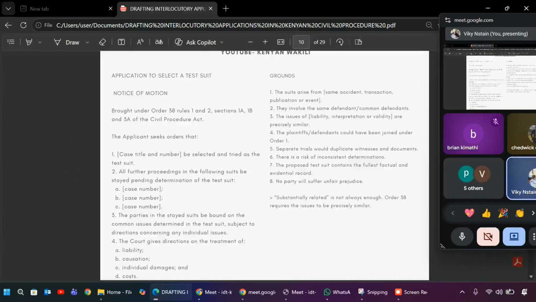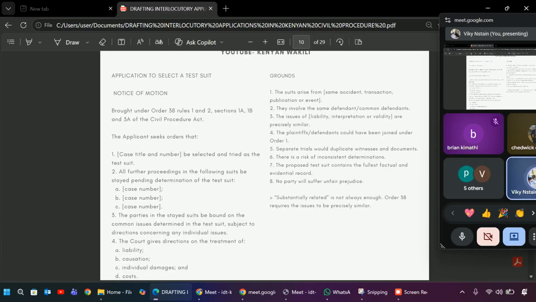Remember, I've said keep the titles constant. Remember what the CEO of CLE said. They want to face a situation where students are lazy to draft the initials of a case. So he said, instead of saying "as appearing in a notice of motion", it will cost you nothing if you just repeat the heading so that you go in a professional manner, because people who are marking those things are advocates. So an application to select a test suit is brought under a notice of motion.